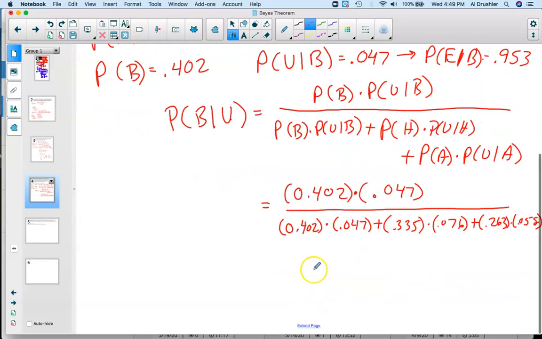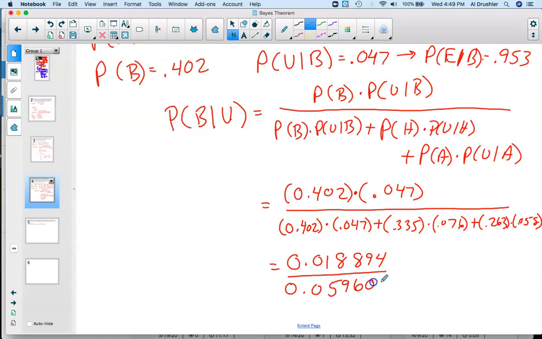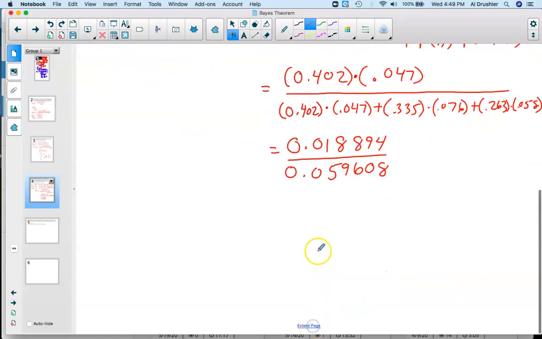Okay, so just enter this into a calculator. The numerator that we end up with in a calculator is 0.018894. You put all that in, and in the denominator we will get 0.059608. And then you enter that in a calculator, and you get 0.317.